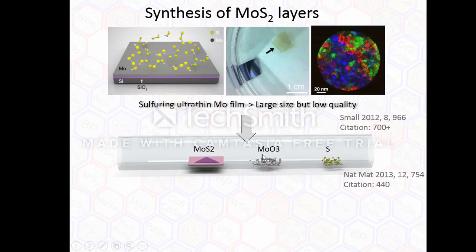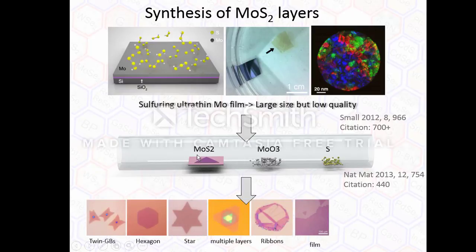Okay, by this method, we can produce a single crystal moly disulfide, shown here. And now what we can do is produce triangle boundaries, hexagons, stars, multiple layers, ribbons, and films. And the maximum size for the single crystal monolayer is 1 millimeter. Okay, let's say something about these structures.